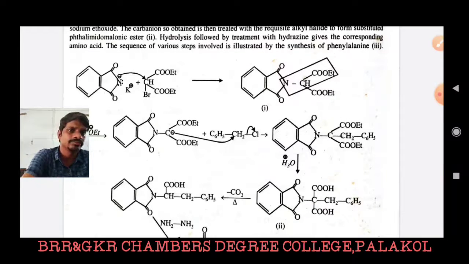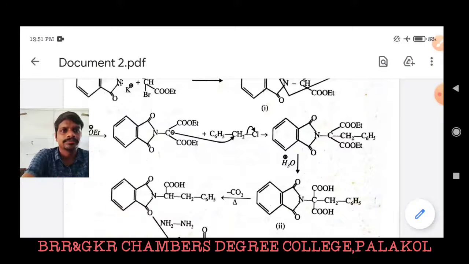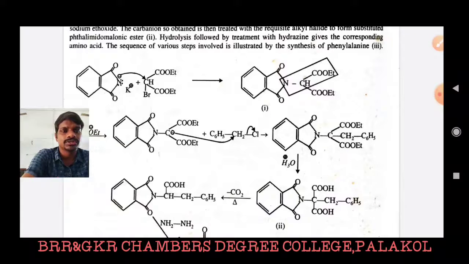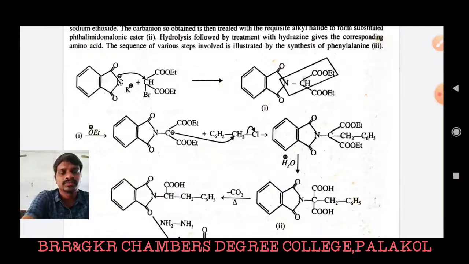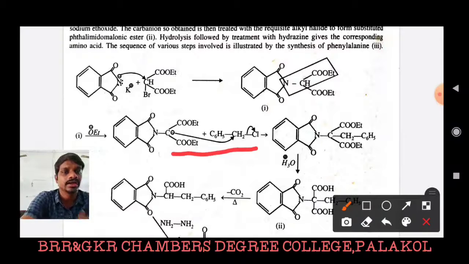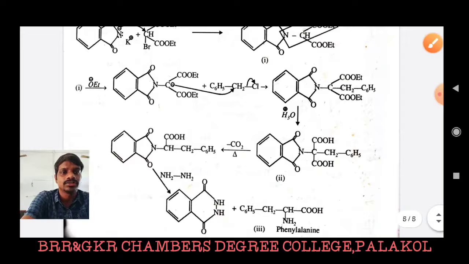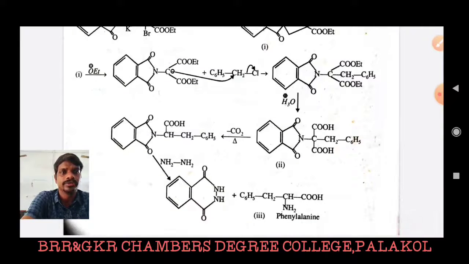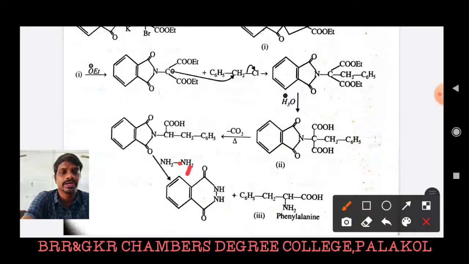In the first step, the alpha halocarboxylic ester is reacted with potassium phthalimide, and it produces a substituted phthalimide derivative. Now this substituted derivative is reacted with base and it generates a carbanion, and this carbanion is again reacted with an alkyl halide, producing a substituted phthalimide derivative, which on hydrolysis gives alpha amino acids. Now with treatment with hydrazine, finally we get phenylalanine.